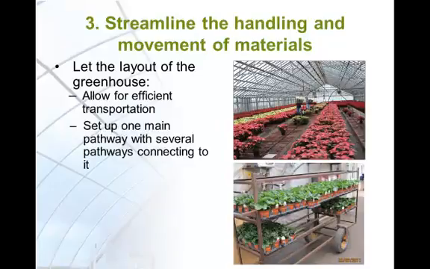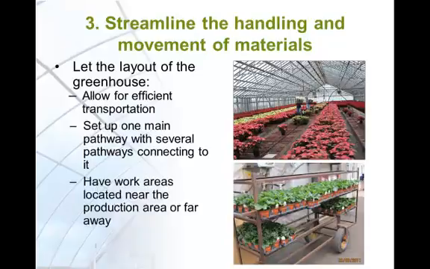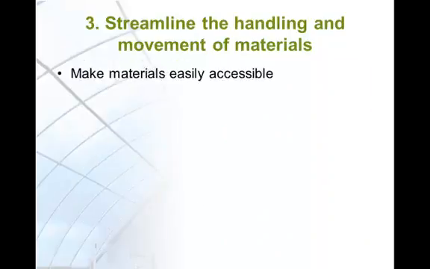Set up one main pathway with several pathways connecting to it. Have work areas near the production area or far away. Having the work area nearby will allow for a shorter distance of transportation. Having it far away will help reduce human traffic jams around the production area. Make materials easily accessible. Here are some material movement guidelines.